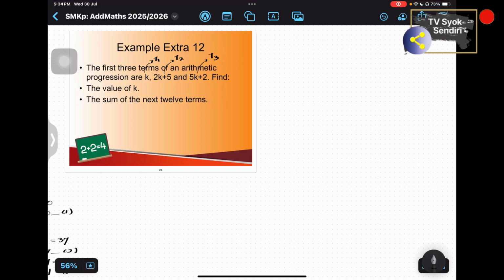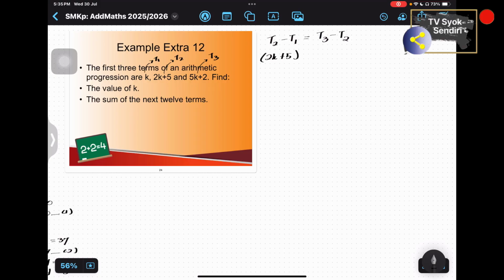Oh, that's straightforward. Find the value of k. So how to find for this one? To be honest with you, this one we're actually playing around with the d. So the second term minus the first term is exactly the same as the third term minus the second term. Because the second term minus the first term, I'm going to get d, and the third term minus the second term, I also get d. So they should be equal in value. So be careful when you write it down.